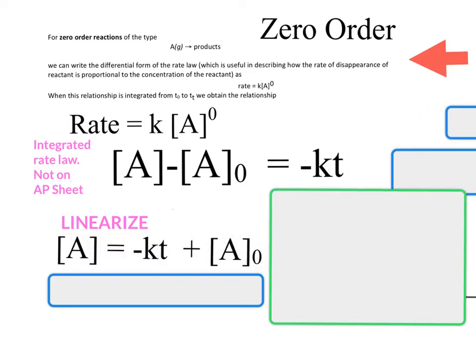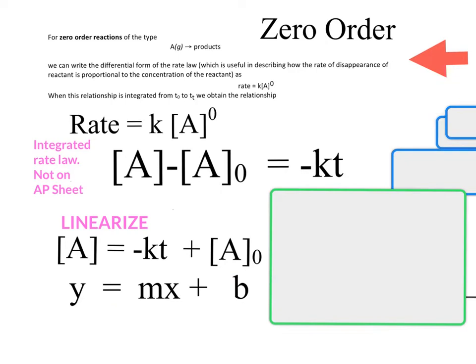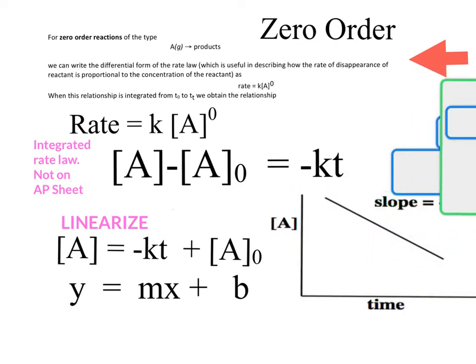If you look closely, you can see how that resembles the linear function, where y is the concentration of A and b is your y-intercept, which is your initial concentration, and your slope is equal to negative K. So when you do graph this relationship, you will get the following graph.